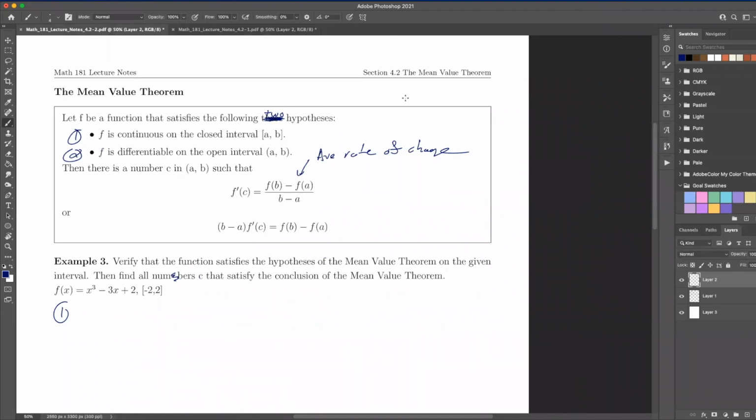If this is true, then this is true, right? So for 1, this is a polynomial. Polynomials are continuous everywhere, right? And for 2, polynomials are differentiable everywhere. In fact, not only are polynomials differentiable everywhere, they're infinitely differentiable everywhere, but we won't get into that.